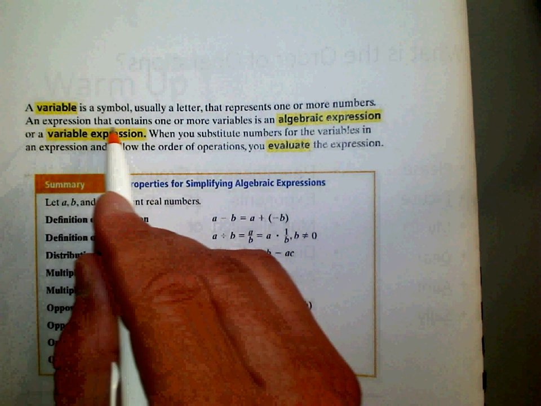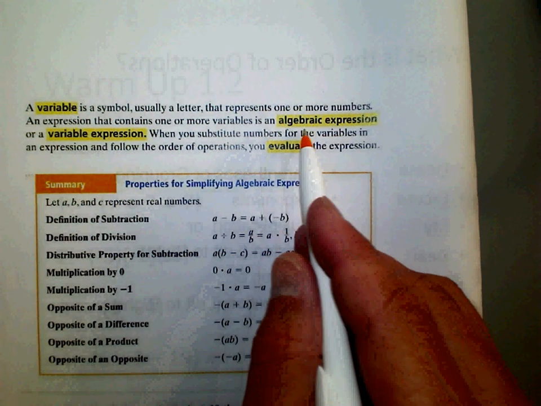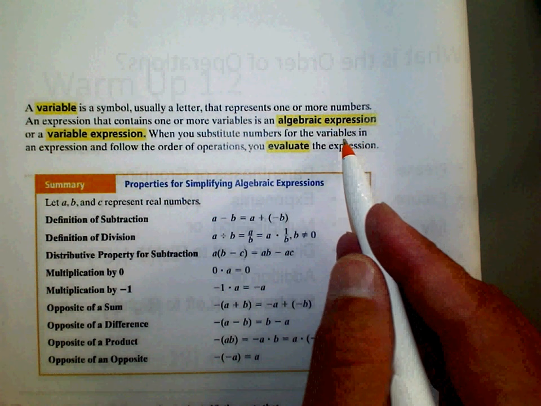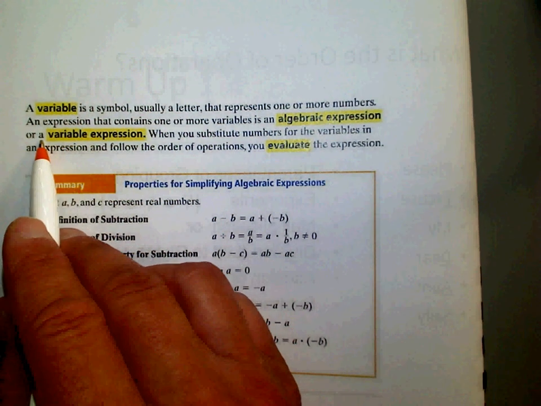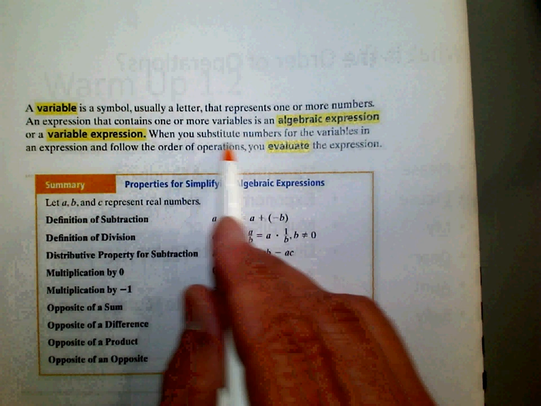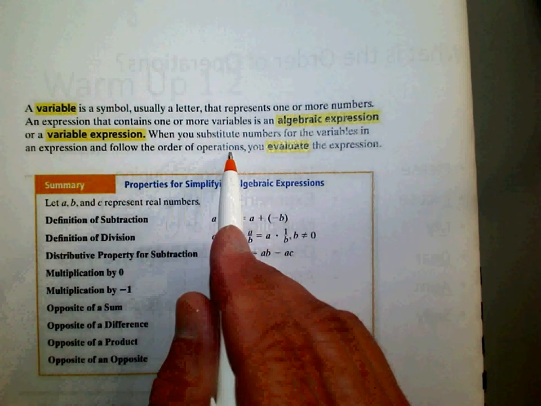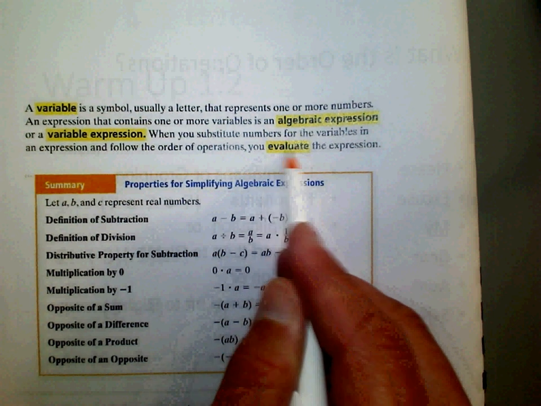An expression that contains one or more variables is an algebraic expression. So we'll look at some examples of that. Or variable expression. And when you substitute numbers for variables in an expression and follow the order of operations, you evaluate. So there's that word.